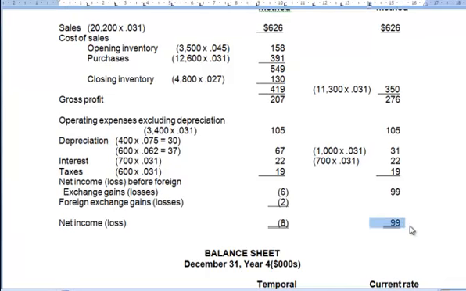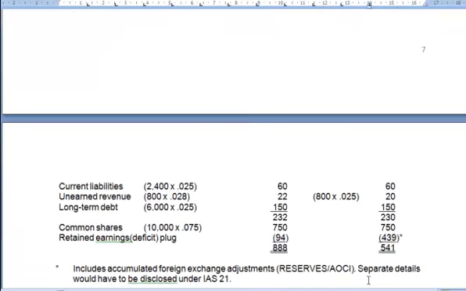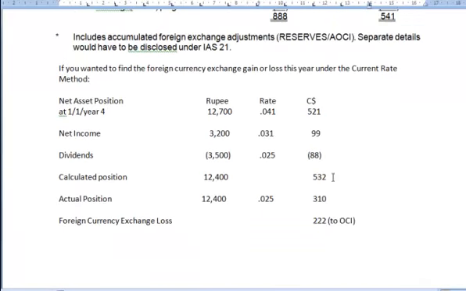Now, if the question asked you to calculate comprehensive income, it doesn't, but if it did, we could do a little calculation as I've done here. If you wanted to find the foreign currency exchange gain or loss under the current rate method, all you would do is translate similar to what you did before under the temporal method, and do a little chart.